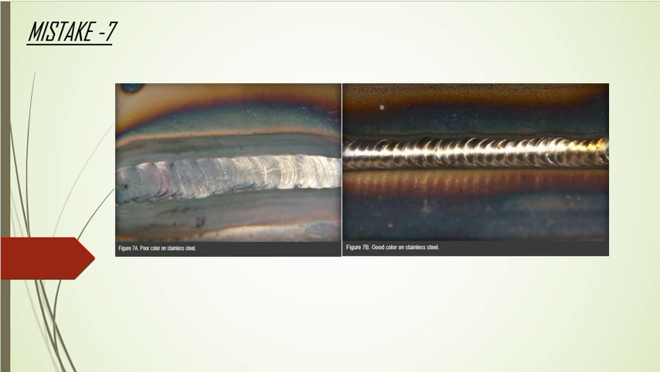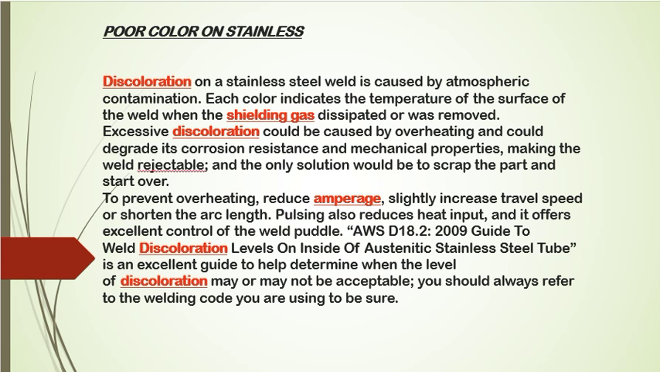Mistake 7. What is this? The poor color of stainless steel and the good color of stainless steel. The discoloration of a stainless steel weld is caused by atmospheric contamination. Each color indicates the temperature of the surface of the weld when the shielding gas is dissipated or removed. So it depends totally on the atmospheric condition.